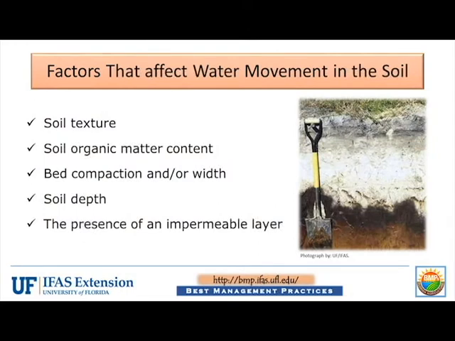Besides irrigation volume, several other factors affect water movement in raised beds. These include soil texture, soil organic matter content, bed compaction and/or width, soil depth, and the presence of an impermeable layer. It is important to conduct a dye test under conditions similar to actual production conditions so that water movement observed after the dye test is representative of that occurring during crop production.